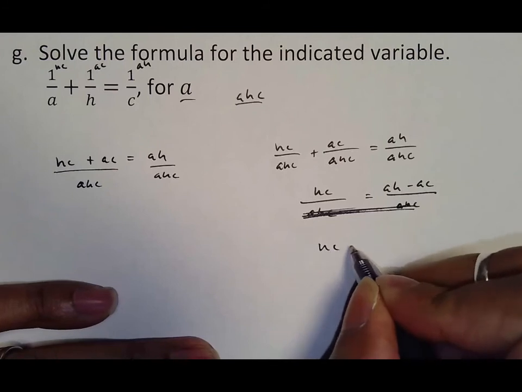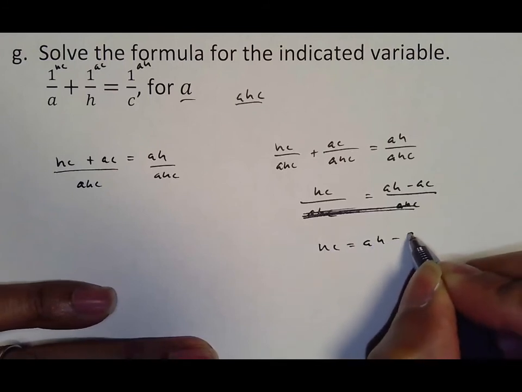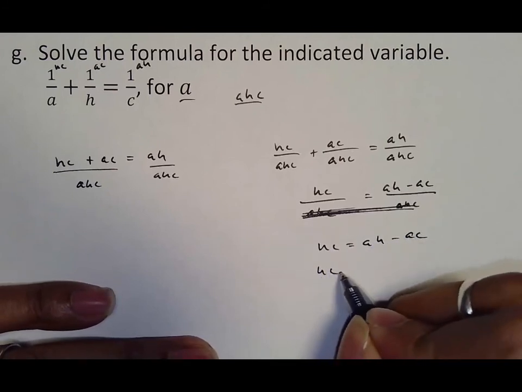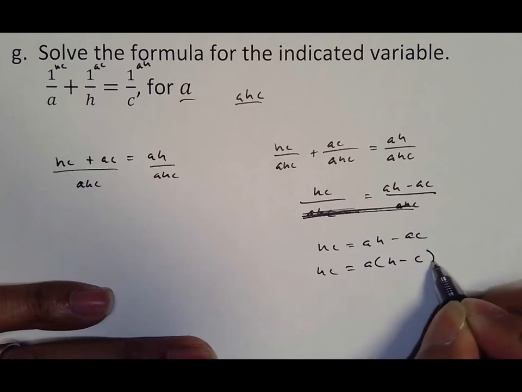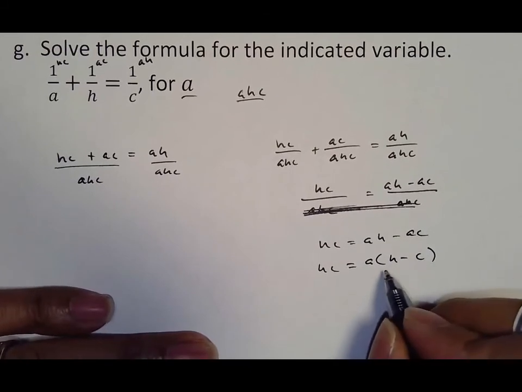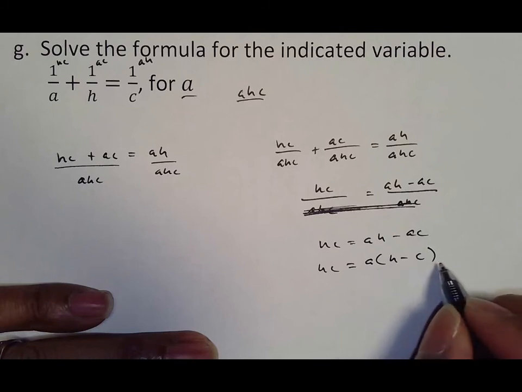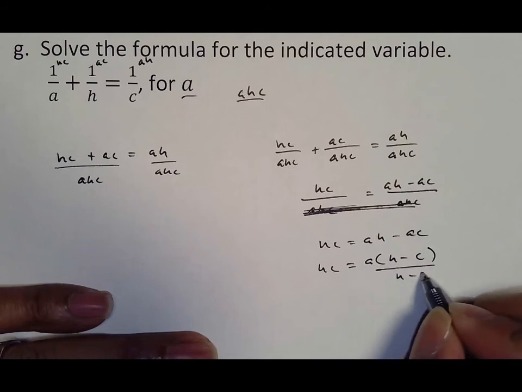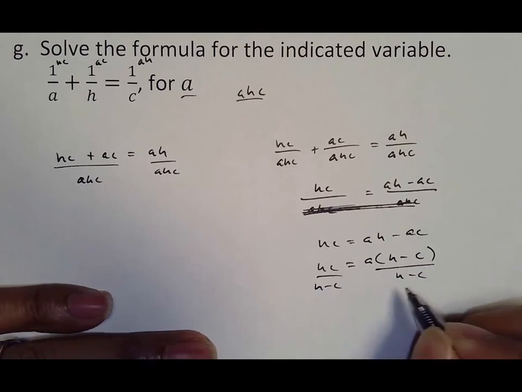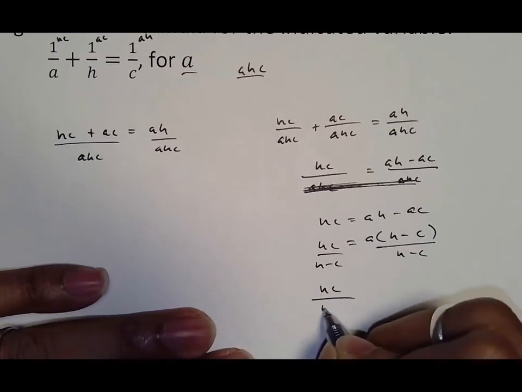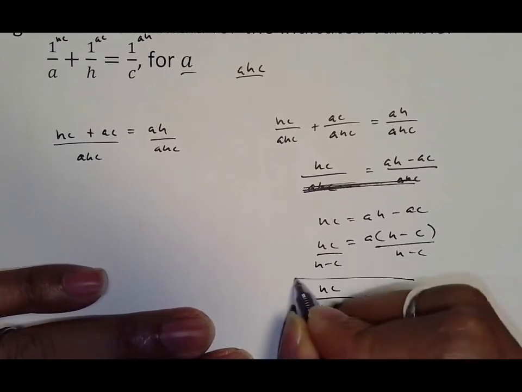So I'm just going to look at HC equals AH minus AC. I'm going to factor out my A. And then, of course, if you factor out your A, you want to get rid of H minus C. You divide by H minus C. This, I believe, was in chapter 1. I think that's your answer.